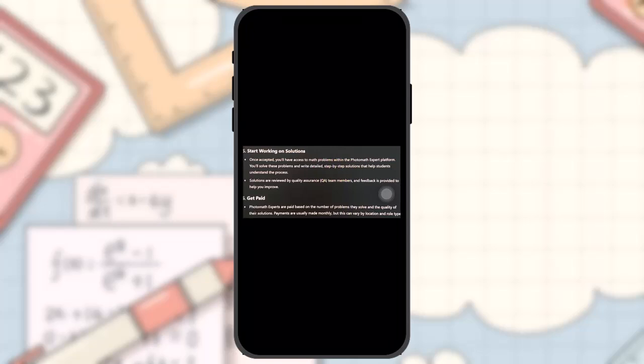So some of the tips are: practice clear explanation. Focus on explaining each step thoroughly so students can follow along easily. Be detail oriented. Double check your solutions for accuracy. Maintain consistency. Follow PhotoMath's formatting and style guidelines to ensure solutions are up to their standards.